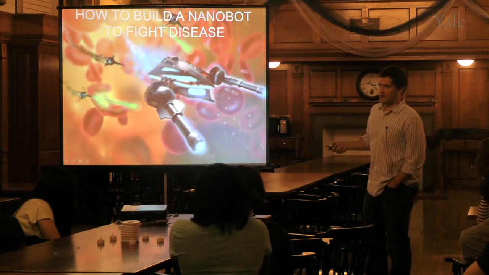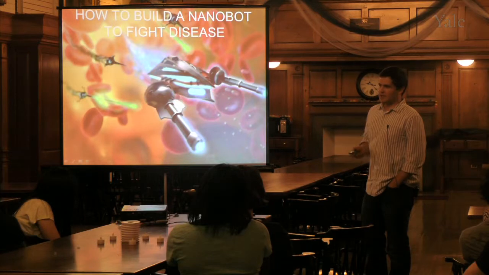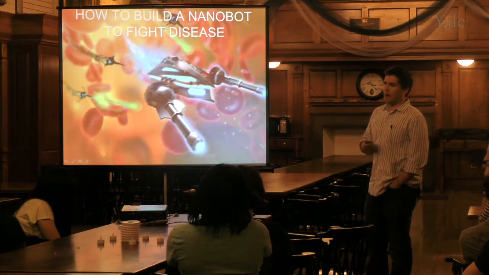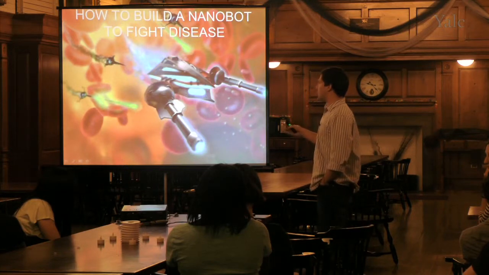Of course, that's not entirely accurate, and this is what the Hollywood illustrators would like you to think. So hopefully the talk will clear up a little bit about where we actually are with science and where we're going, and put these types of illustrations in perspective.